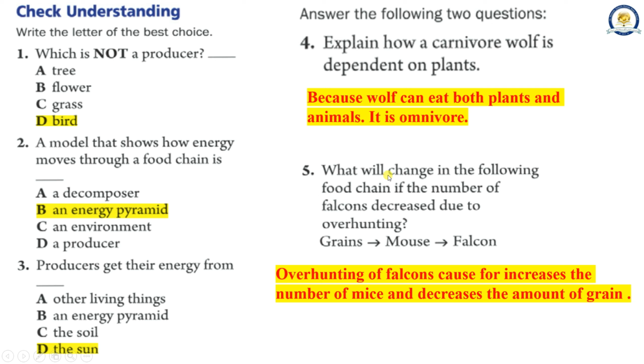5. What will change in the following food chain if the number of falcons decreased due to overhunting? Grains. Mouse. Falcon. Overhunting of falcons causes the number of mice to increase and the amount of grain to decrease.